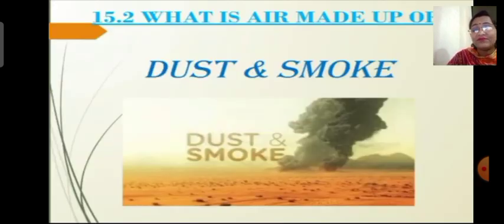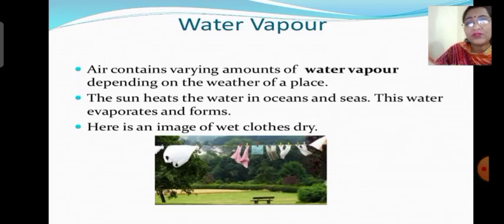The next component of air we are going to study is water vapor. Air also contains water vapor. We cannot see water vapor present in the air because it is present in the gaseous form. We know that when air comes in contact with a cool surface, the water vapor condenses and forms water droplets on the cold surface. The presence of water vapor in air is important for the working of the water cycle in nature. Air contains varying amounts of water vapor depending on the weather of a place.